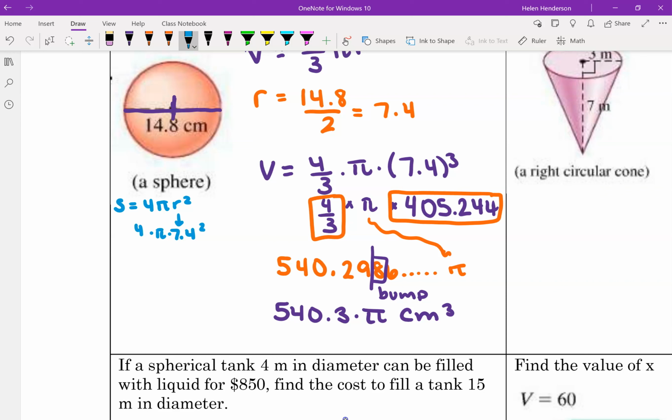That's 54.76. And then I'll multiply the 54.76 times 4. And that gives me 219.04 pi. And since that's an area, the units are square.